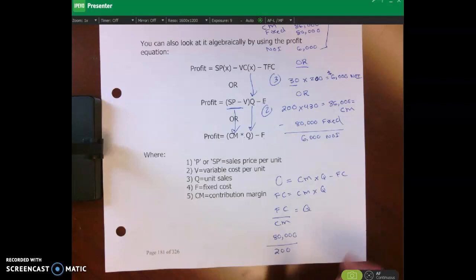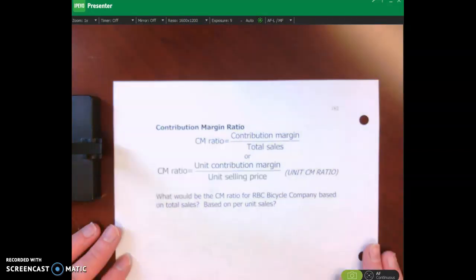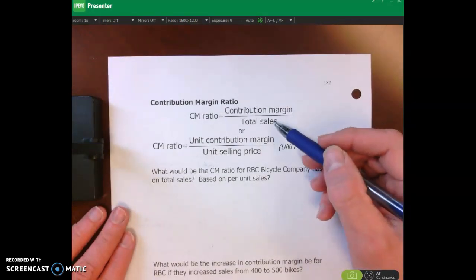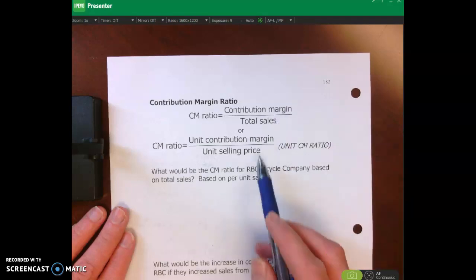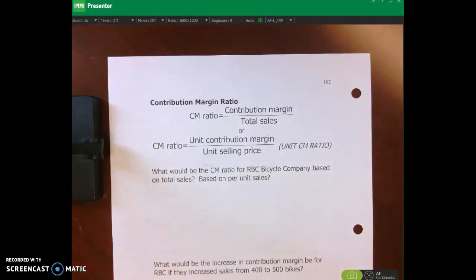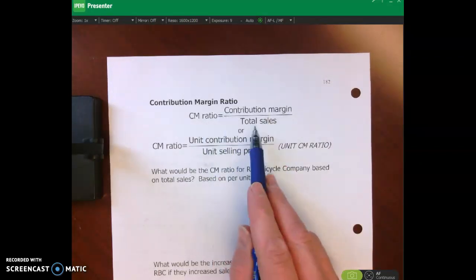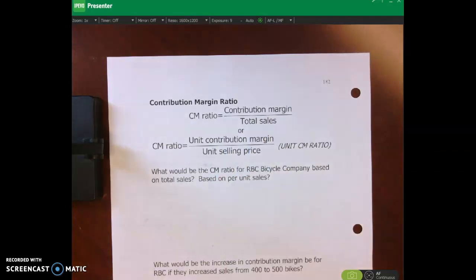Okay? So now let's come over here and take a look at our contribution margin ratio. So our contribution margin ratio is equal to contribution margin divided by total sales. Or if this is on a unit basis, unit contribution margin divided by our unit selling price. Okay? What this is telling you is how much contribution margin do you get for $1 of sales? How much contribution margin do you get for each dollar of sales? That's what the CM ratio is telling you.